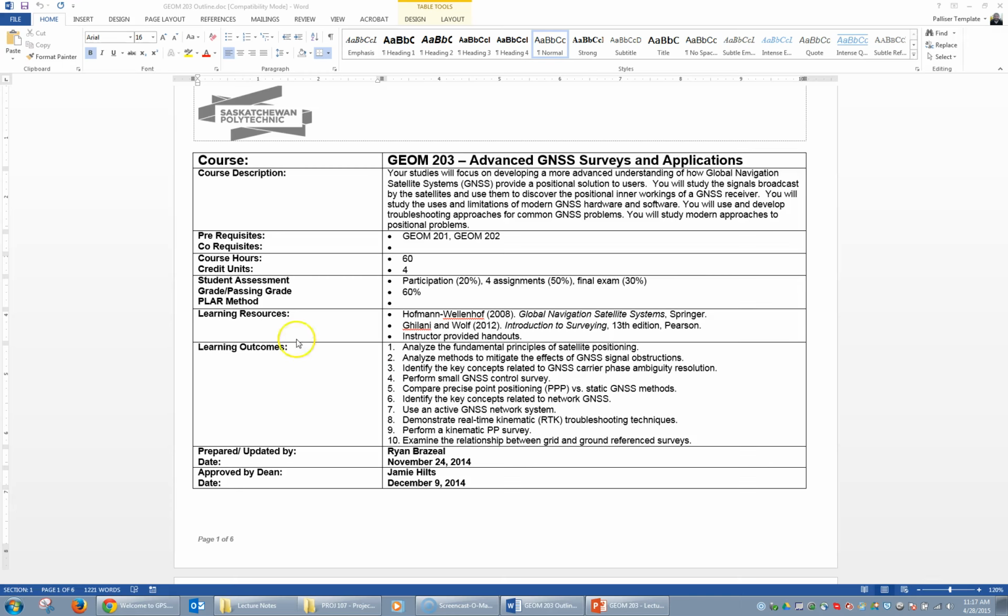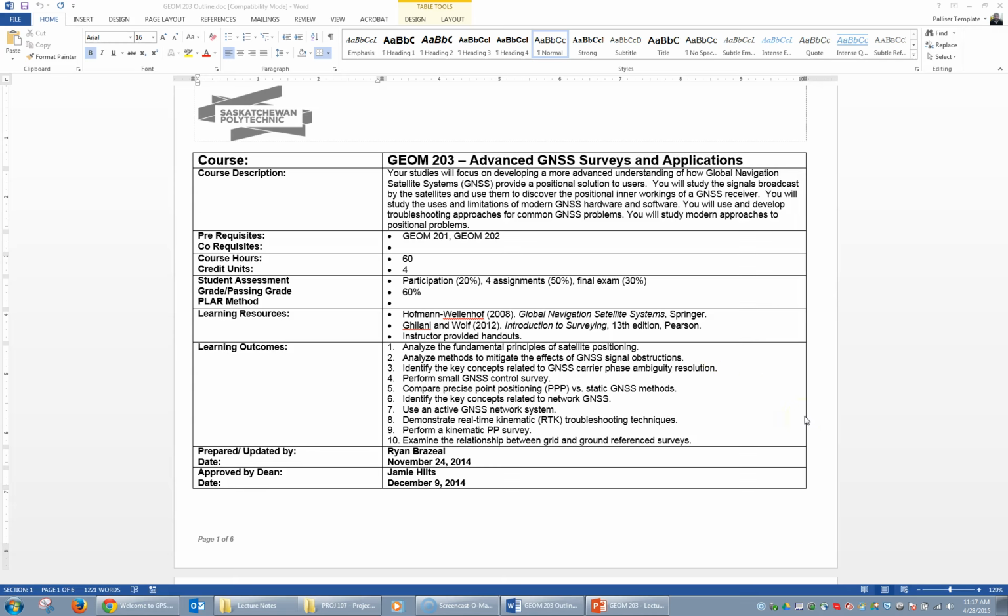So the learning outcomes, pardon me, one step back, the learning resources. The Hoffman-Wellenhof book, which you should currently possess. It was the assigned book for your second semester Intro to GPS course. I have an exhaustive set of lecture notes that are kind of mishmashed from a whole bunch of different resources, but as your overall resource for this course, the Hoffman-Wellenhof book is what's selected. Also, there is relevant information on how GPS works in Ghilani and Wolf, the Introduction to Surveying textbook.